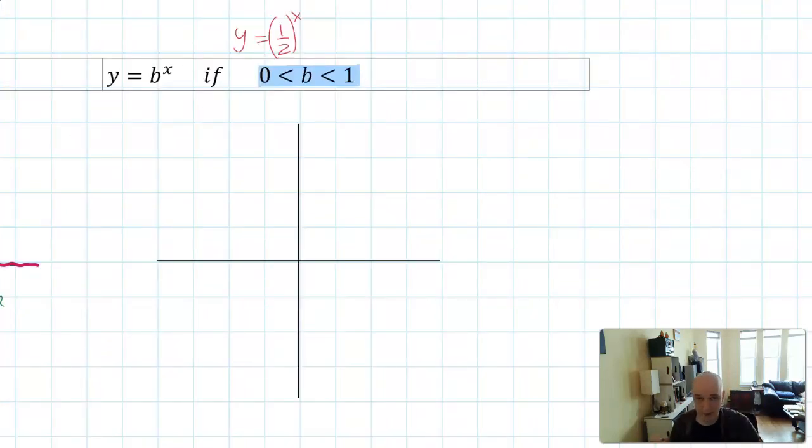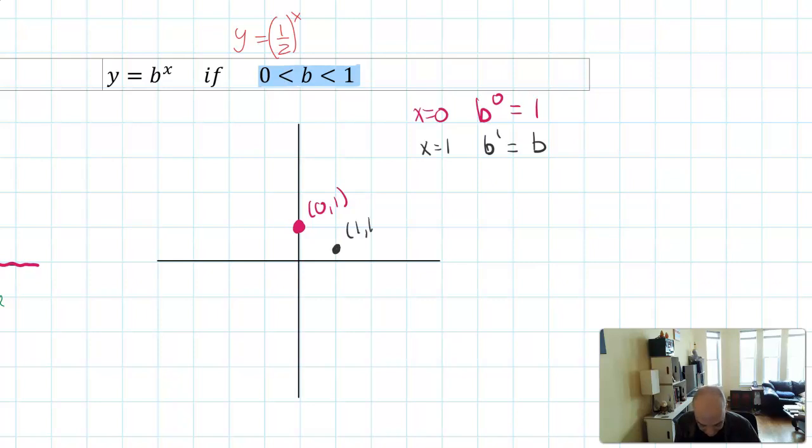All right, now what if we have a fractional base value? So thinking about something like 1/2 to the x. Well, if x equals 0, b to the 0 is still 1, so we still have the key point 0, 1. And if x is equal to 1, we still have 1 comma b, but remember that b is less than 1, so 1 comma b ends up being a fraction itself.